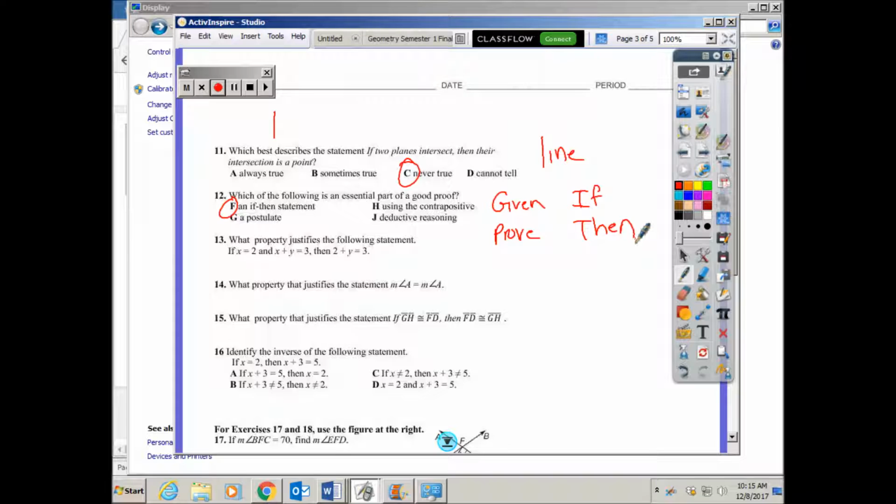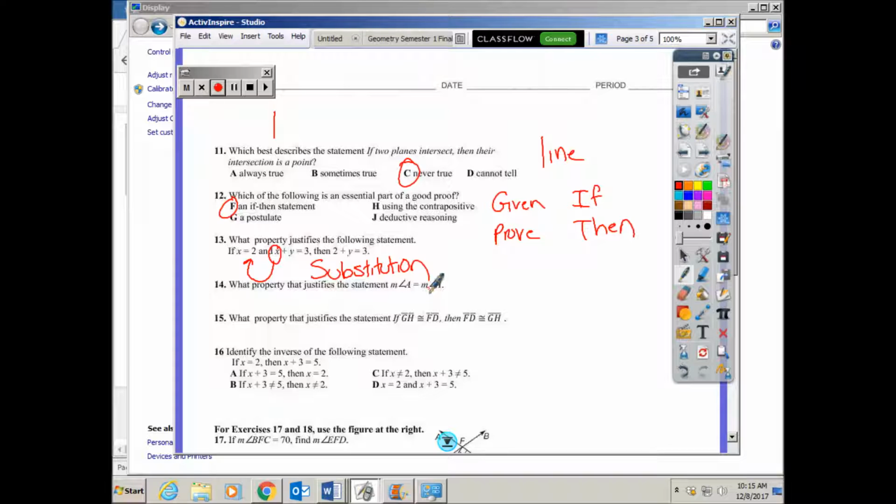Okay. Number 13. You are told if x equals 2, and x plus y equals 3, then 2 plus y equals 3. You are taking out the x, and you are just putting in the 2. That is why that is substitution. Okay?